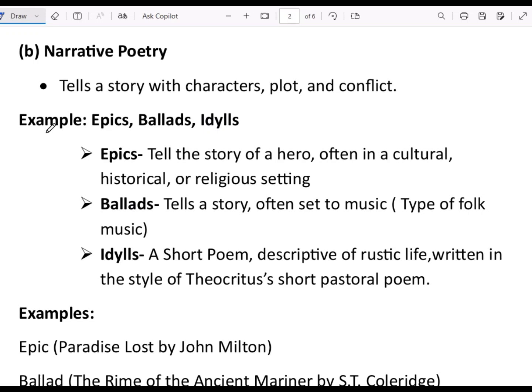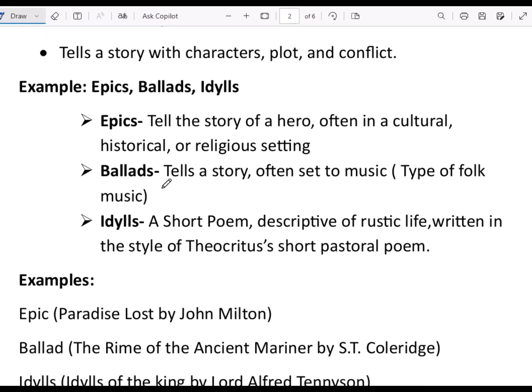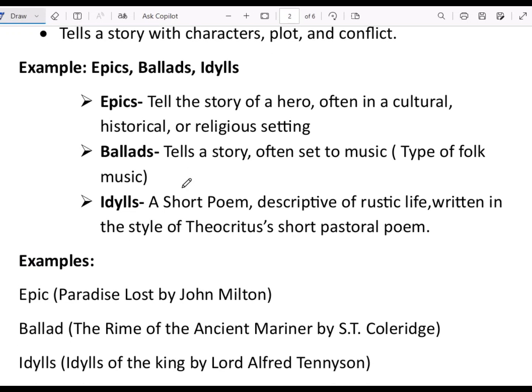So in Mahabharata, there is a story of several heroes, and the setting, we can see that in Mahabharata, was also a cultural, historical, or religious setting. Now there is ballad. A ballad tells a story that is often set to music. It means it is a type of folk music. Okay.